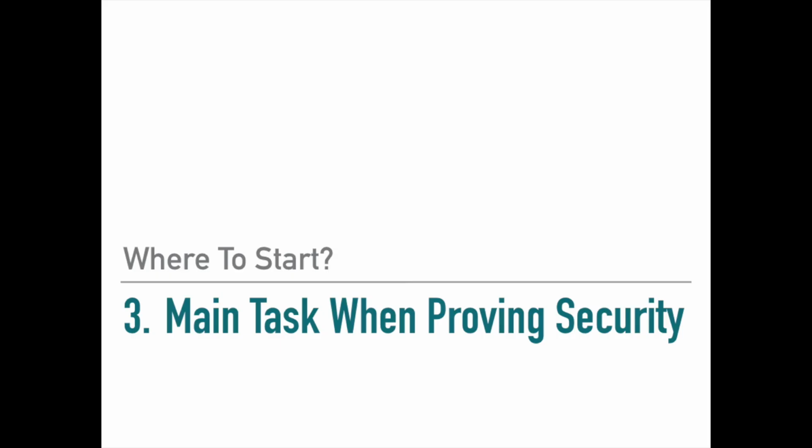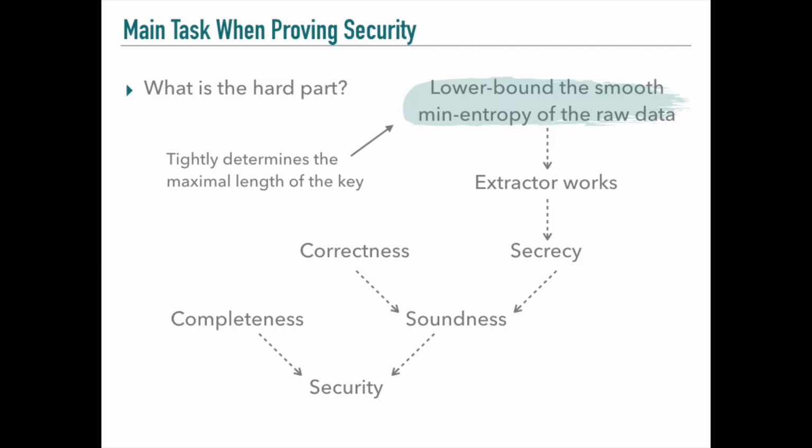We have a security definition. We want to prove security. What do we do? Okay, so what's the hard part? We said we're trying to prove security. For this, we need to prove two things. We need the completeness and the soundness. Completeness is usually the easier part, so let's look at the soundness. Soundness, for that we need to prove correctness, so we have the same keys, and secrecy. Again, correctness is usually the easier part, so let's go to secrecy.